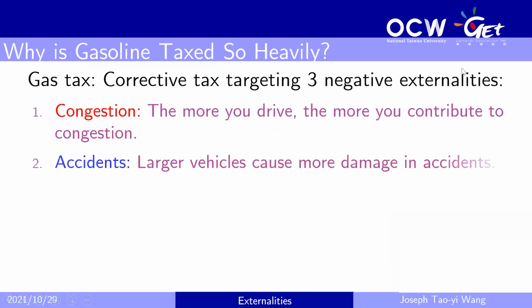The other one is accidents. If you drive a larger vehicle, then you'll be causing more damage in accidents. If you think of it, riding your motorcycle, even if you run into an accident, the damage to other people is smaller than if you drive a truck or an SUV and so on. So that's also an externality caused on whoever gets hit by you.